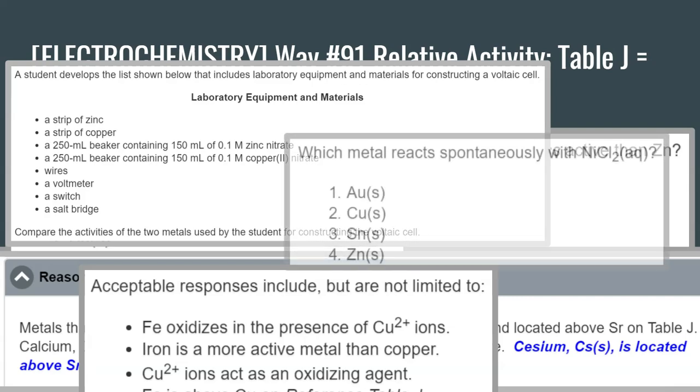Which metal reacts spontaneously with nickel chloride? This answer is actually already provided, but if you look at table J, you'll find that the only metal listed here that is more active than nickel is zinc. Therefore, answer choice 4 is correct.